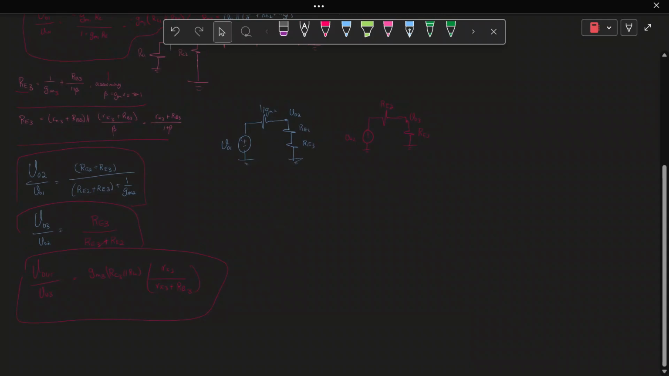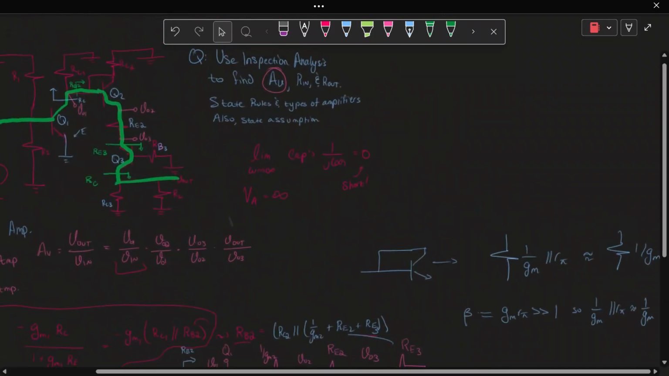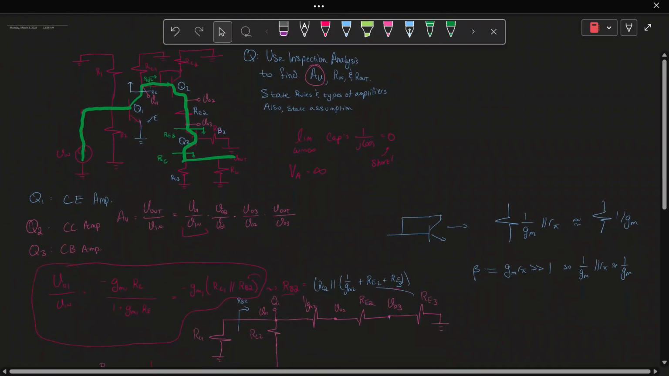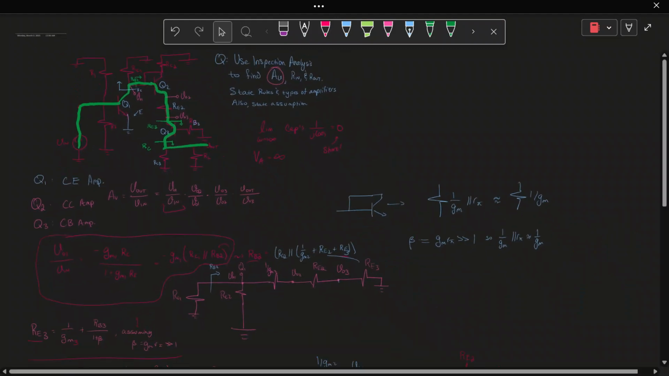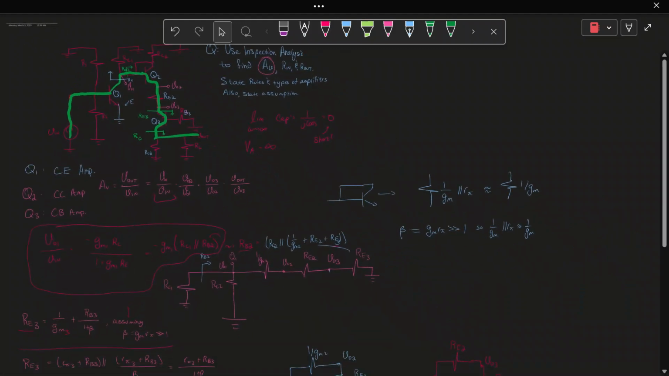In the next couple of videos, we're going to actually be doing R in and R out of this exact same circuit. So if you want to get ahead and try and do that, I'll probably post this tonight, but I'll do R in and R out tomorrow.